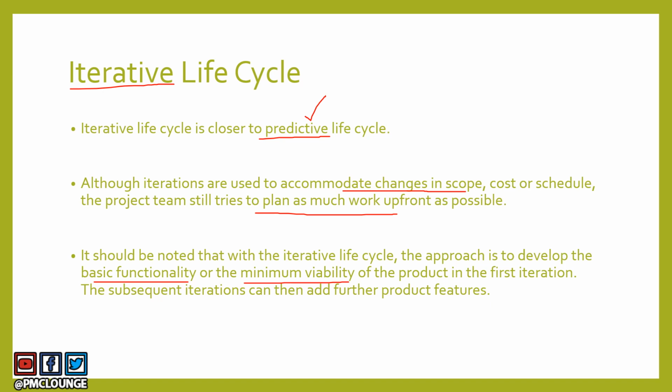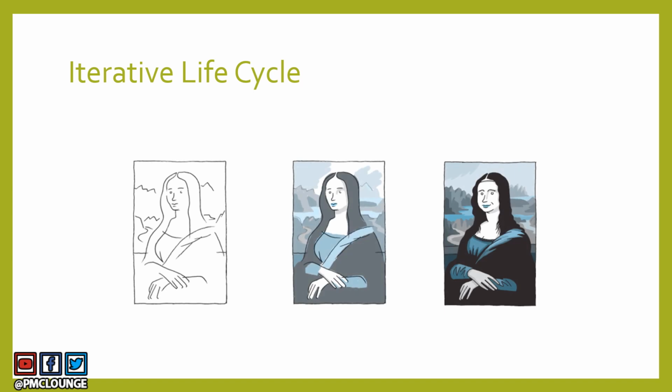You want to create that basic functionality, you want to create that minimum viability of the product of the project in the first iteration itself, and then in the subsequent iterations you can further add product features. So let's take a look at the example. This is how iterative life cycle works.